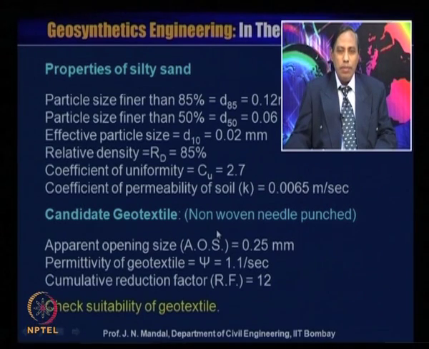Candidate geotextile: we are considering here the non-woven needle punched geotextile. The properties of the non-woven needle punched geotextile are: apparent opening size AOS is 0.25 millimeter, permittivity of geotextile psi is equal to 1.1 per second, and cumulative reduction factor RF is equal to 12. So, we have to check whether this non-woven needle punched geotextile material is suitable or not.